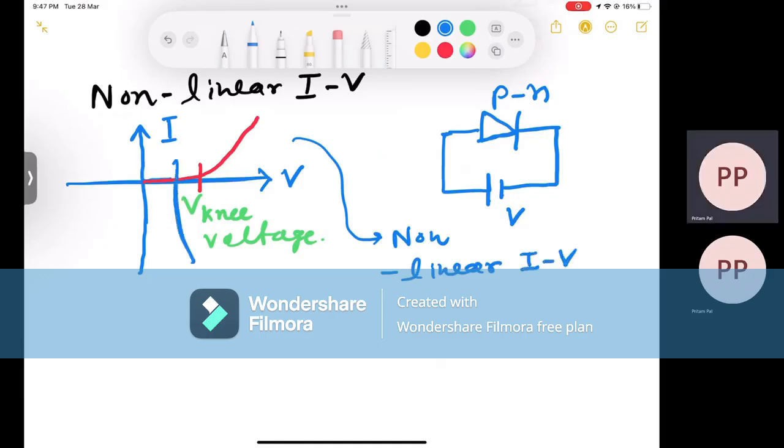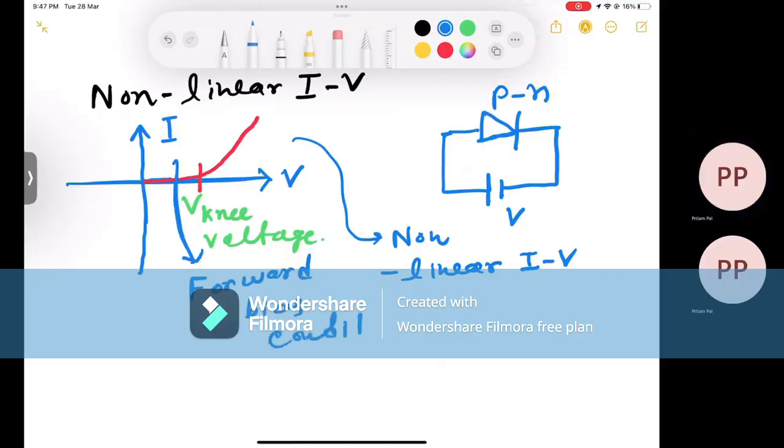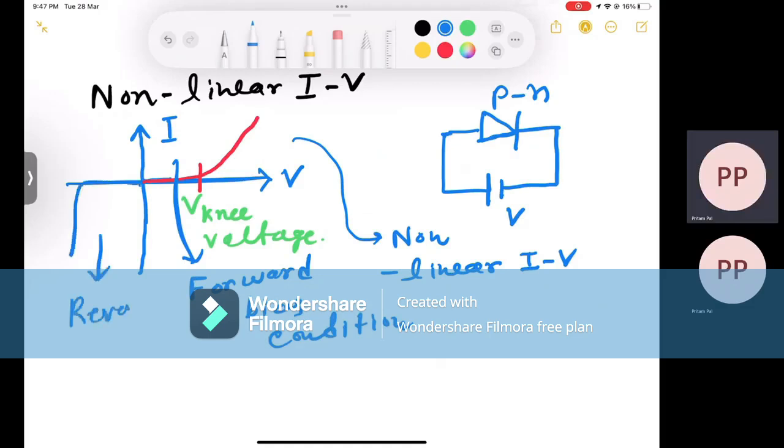This is the forward bias condition. And this is the negative side, the reverse bias condition. You all know these things. So this is the example of non-linear IV, as I was telling.